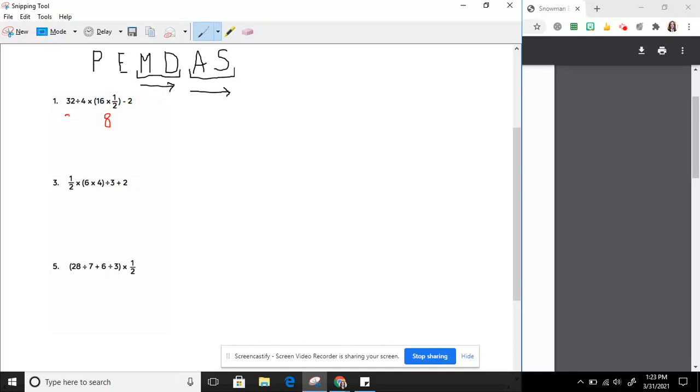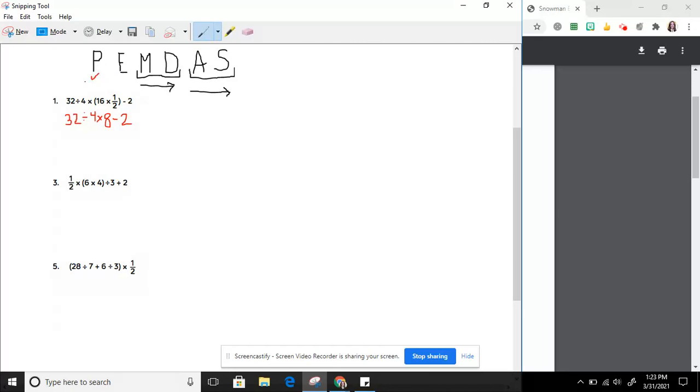And then I like to rewrite my problem: 32 divided by 4 times, now 16 times 1/2 we already know is equal to 8, so we can leave that 8 there, minus 2. So we just did our parentheses.